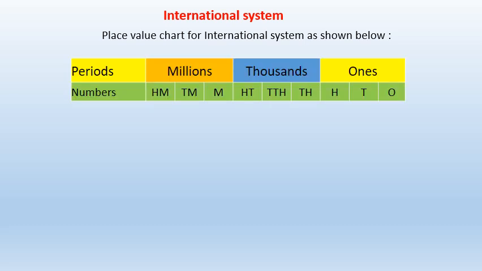Okay students, now let us see what is the international system. Now the international system of numeration is widely followed in various parts of the world like USA and other countries like Britain, France and Australia. Again, to read and write large numbers, let us see the place value chart for the international system. Now here again, this is divided into 3 parts: ones period, thousand period and million period.